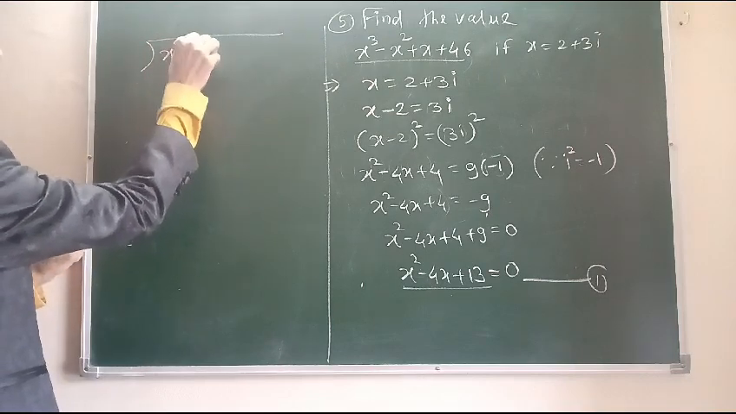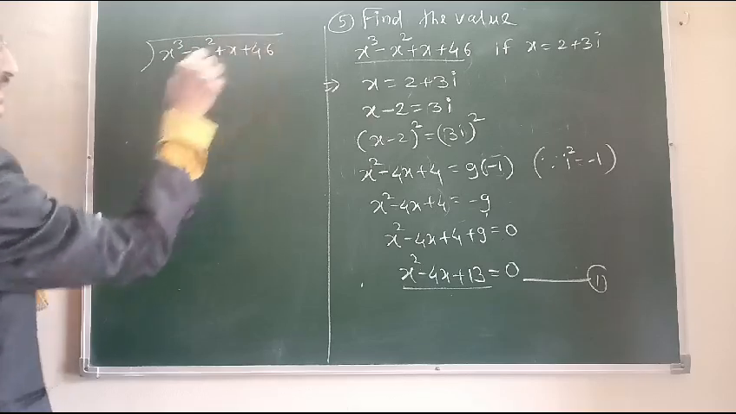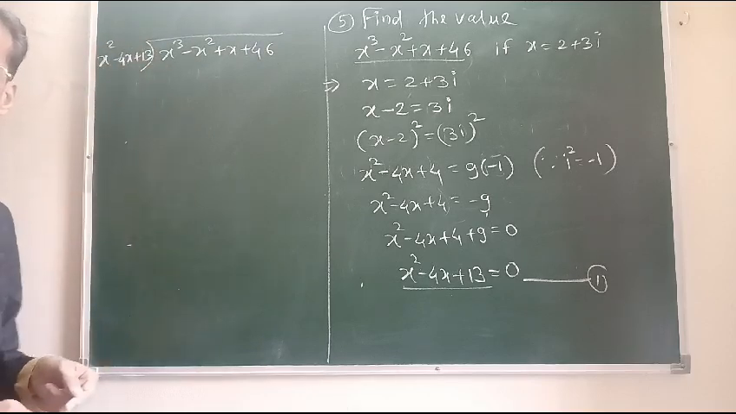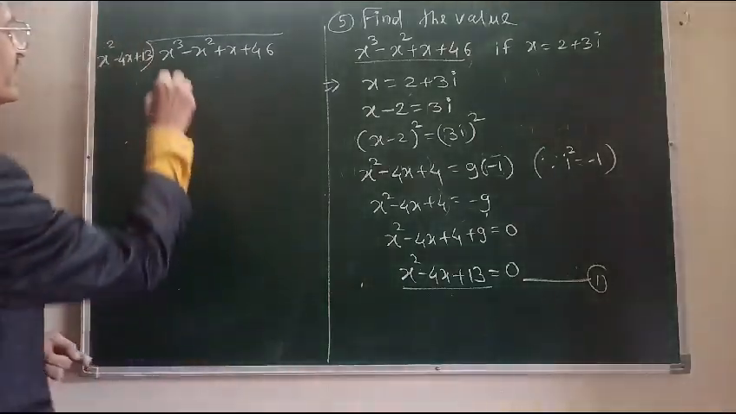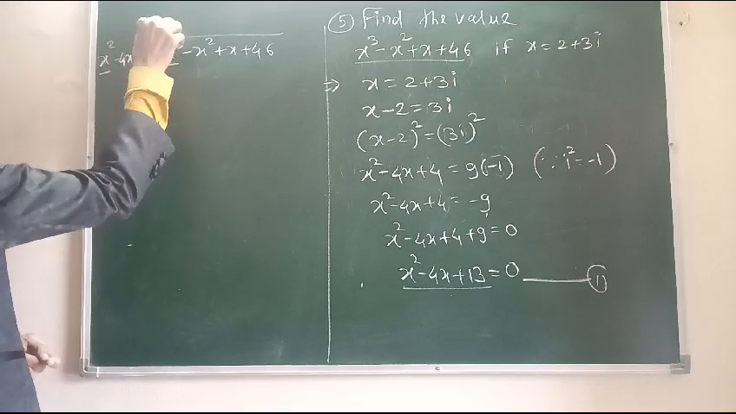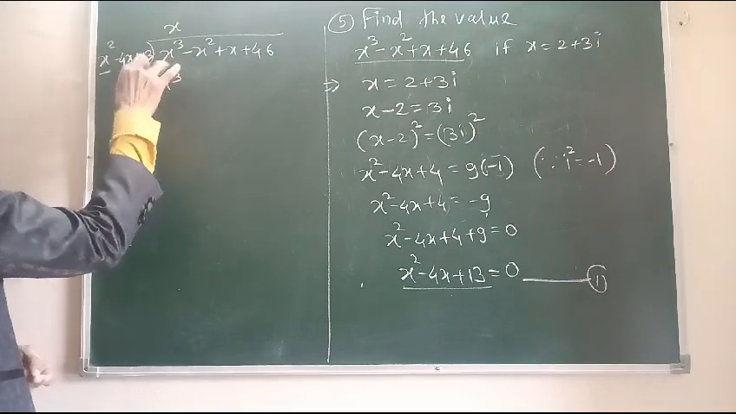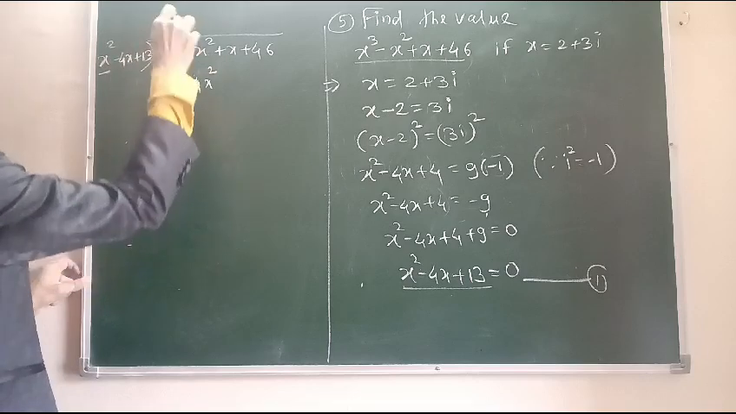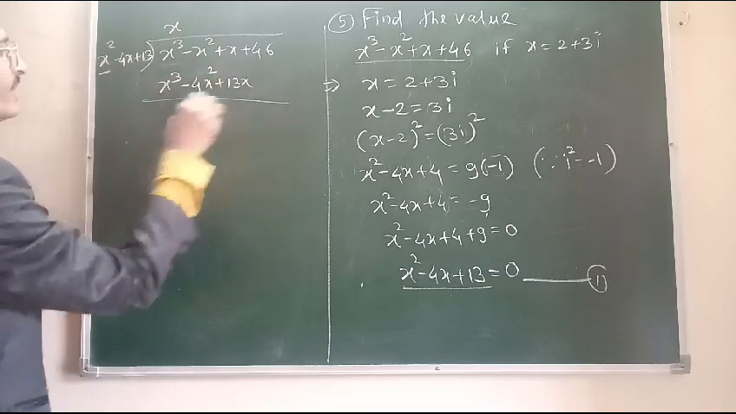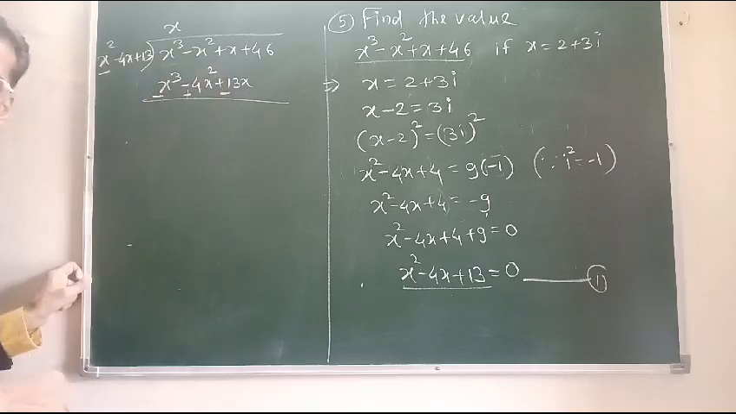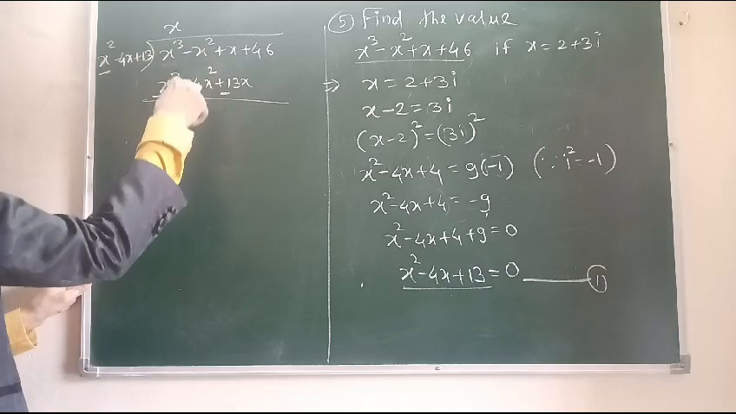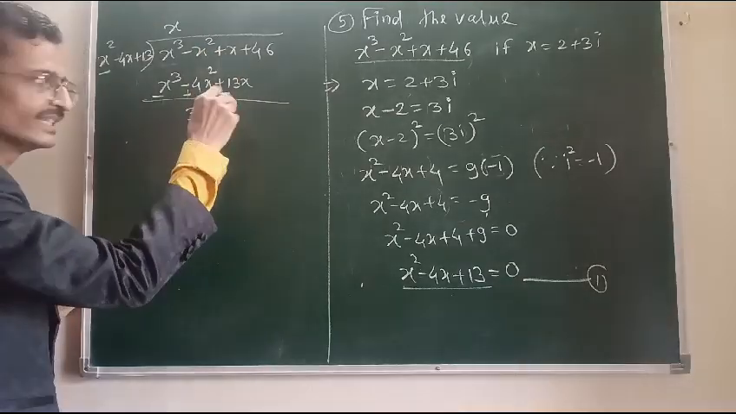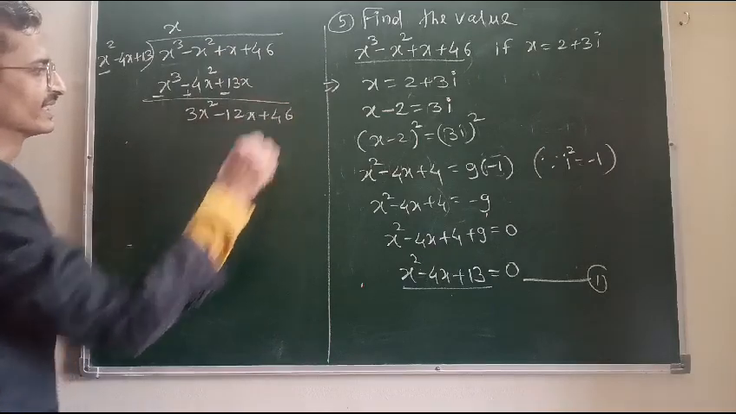x cube minus x square plus x plus 46, divided by x square minus 4x plus 13. Now we know how to divide, right? So this is x cube, this is x square. So here write x, because x into x square is what? x cube. Okay, now minus 4x into x, minus 4x square, plus 13 into x, 13x. So this will become minus, plus, minus. Now add this: x cube cancels, minus x square plus 4x square is plus 3x square. x minus 13x is minus 12x, plus 46.